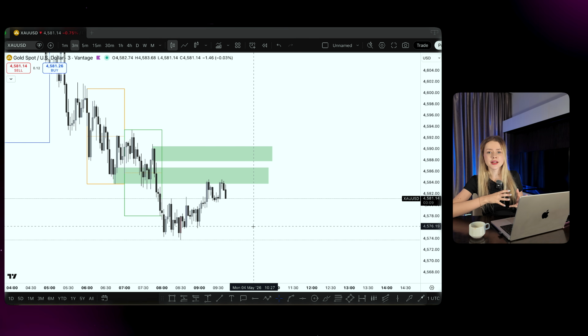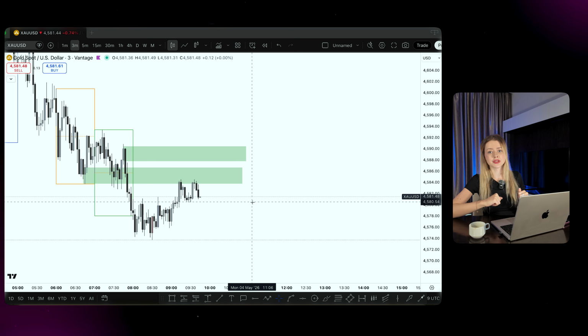Okay, so what is layering exactly? And why am I so excited about it? Layering means that instead of simply picking one single entry, you choose to pick a zone. Let me show you how.